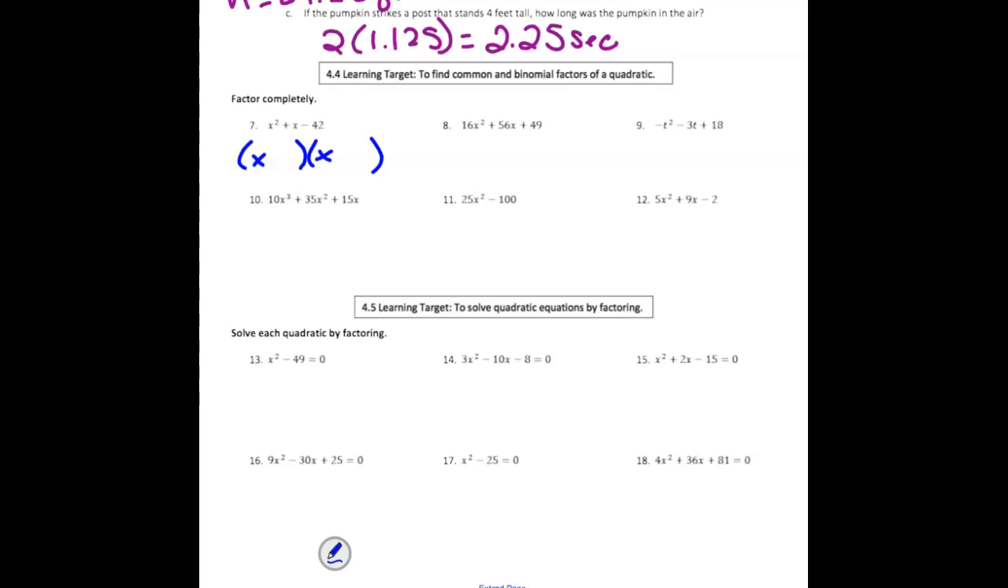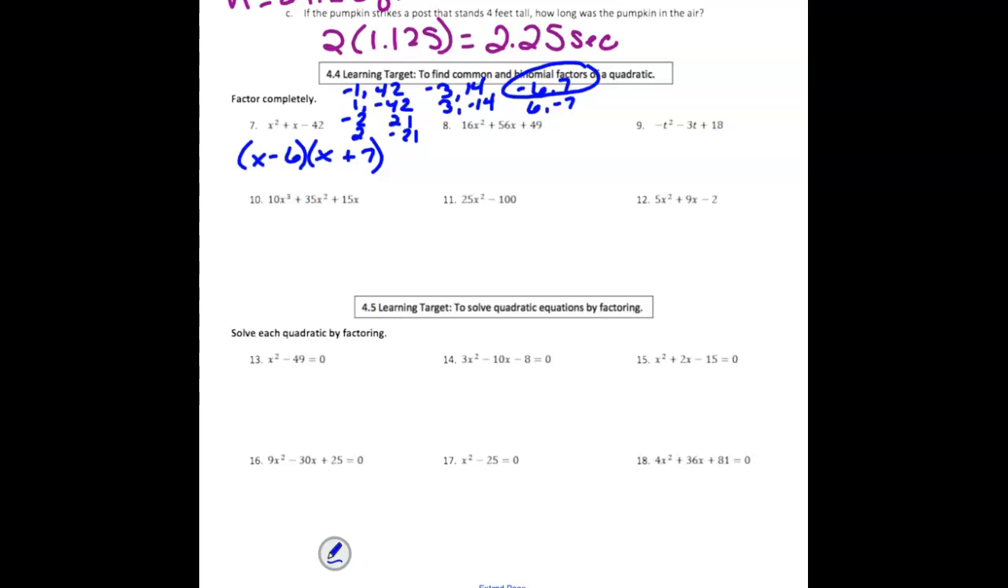Now we have several pairs that give us a 42. We could have -1 and 42, or the opposite. We could have -2 and 21, or the opposite. We could have 3 and 14 with one negative. We could have 6 and 7 with one negative. And since we're trying to get to a positive 1, this -6, positive 7 will be the option we need to pick.